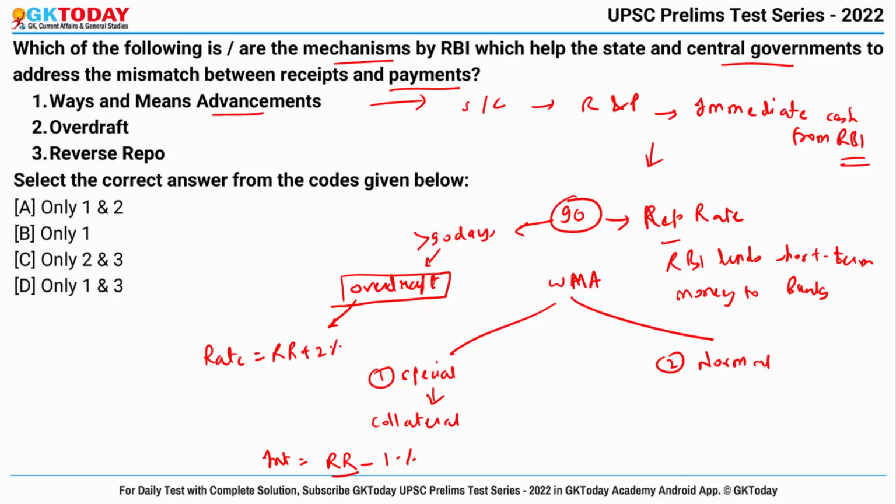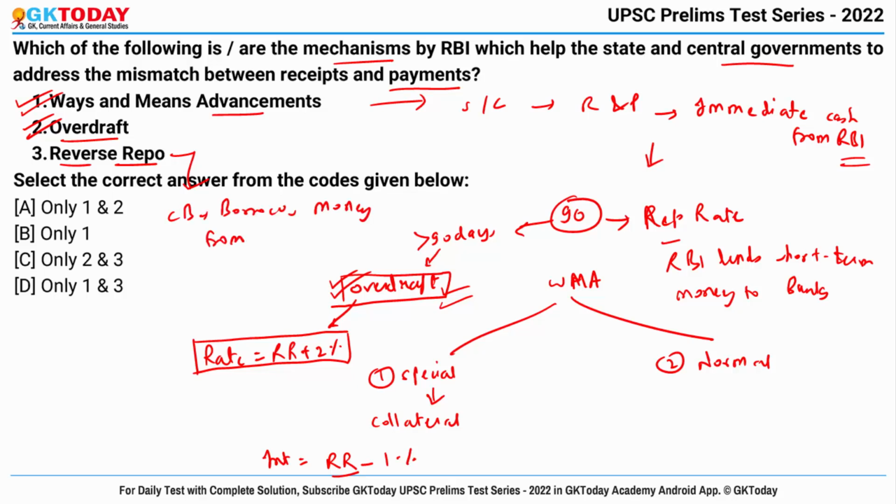Now let's come back to the options. First is ways and means advancements. I have already told you everything regarding this. Yes, this is an option. Second is overdraft. I have told you that if the return of the amount exceeds 90 days, then it would be treated as overdraft and the interest rate that would be charged is repo rate plus 2%. So this is also correct. And the third is reverse repo. Reverse repo rate is something different. It is actually the rate at which the central bank of the country borrows money from commercial banks within the country. So this is just opposite to repo rate. So this gets eliminated and the right answer becomes only 1 and 2.